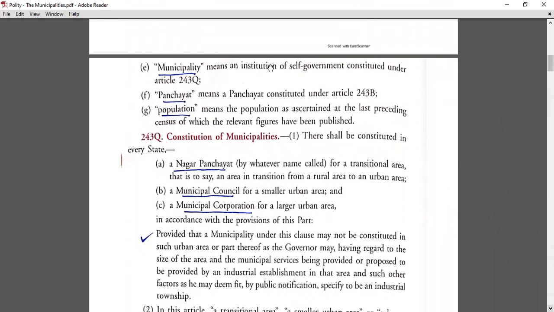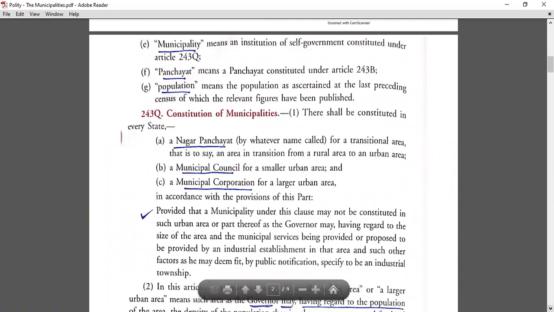So municipality means an institution of self-government constituted under Article 243Q. We'll be going through 243Q, that is the constitution of municipalities, here. Panchayat means a panchayat constituted under 243B. This we have already covered, panchayat, because first of all we need to know what is panchayat, then only we come to know about municipalities. Population means the population as ascertained at the last preceding census of which the relevant figures have been published.